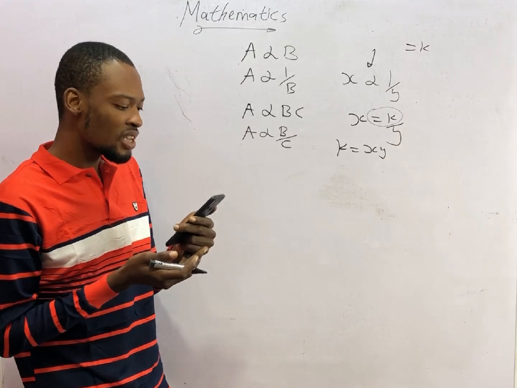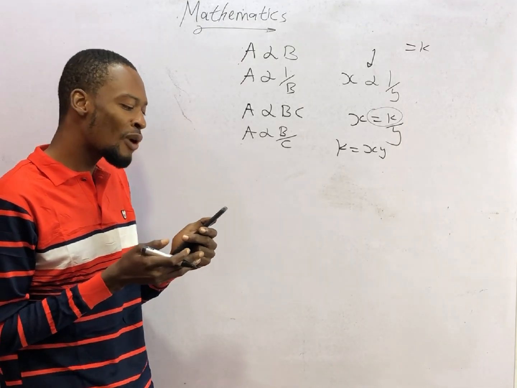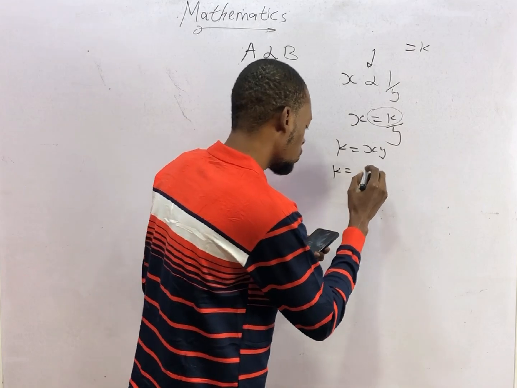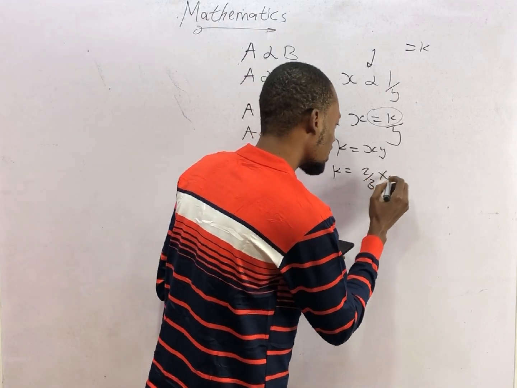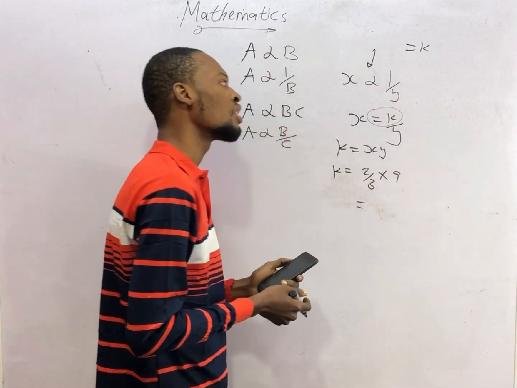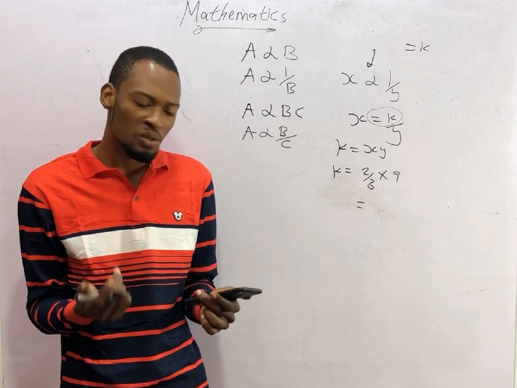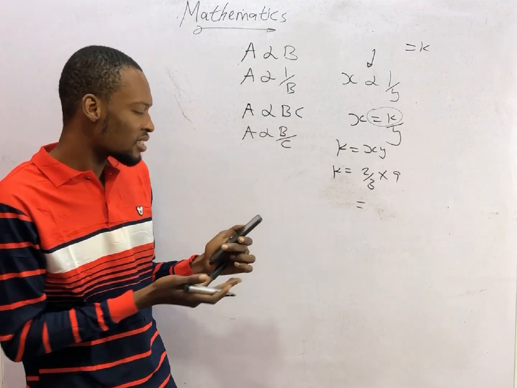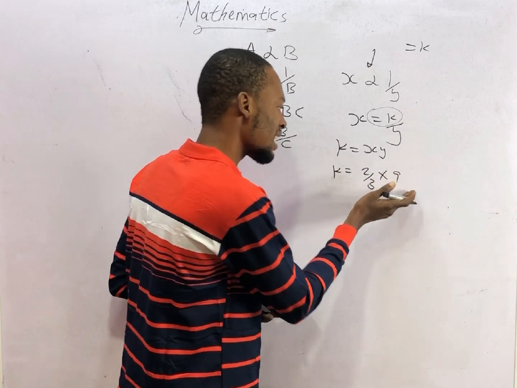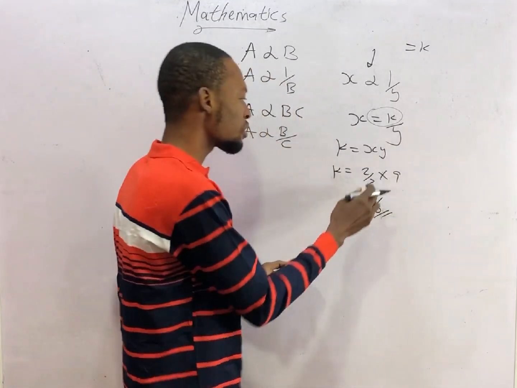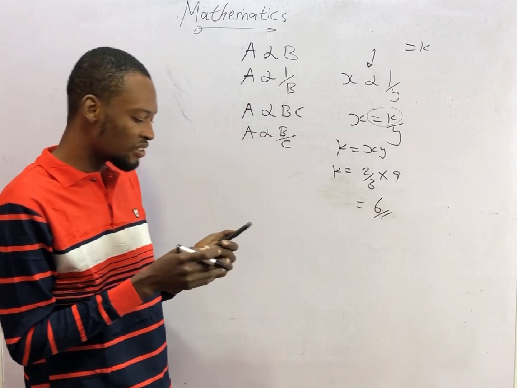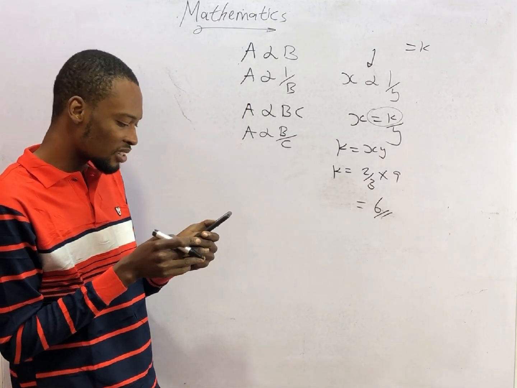We are told that s is 2 over 3 when y is 9. So the constant will simply be 2 over 3 times 9. In variation, you first of all look for the constant with the first values given. 2 over 3 times 9 is simply 6, because 9 divided by 3 is 3, 3 times 2, 6. That is the value of the constant.